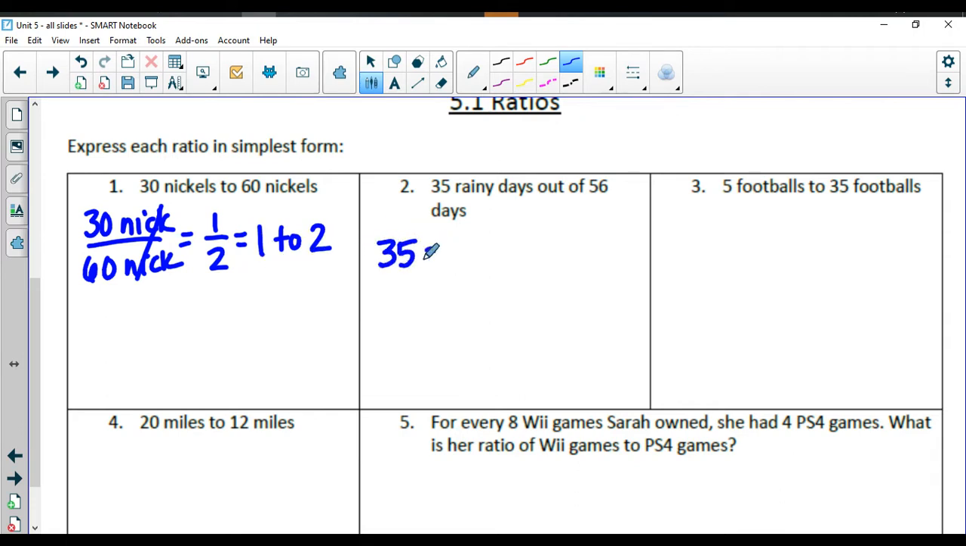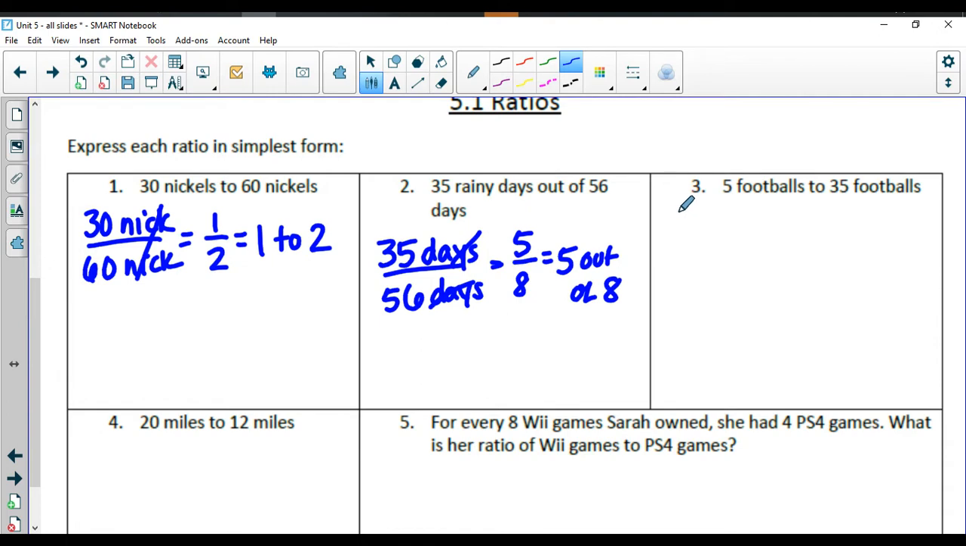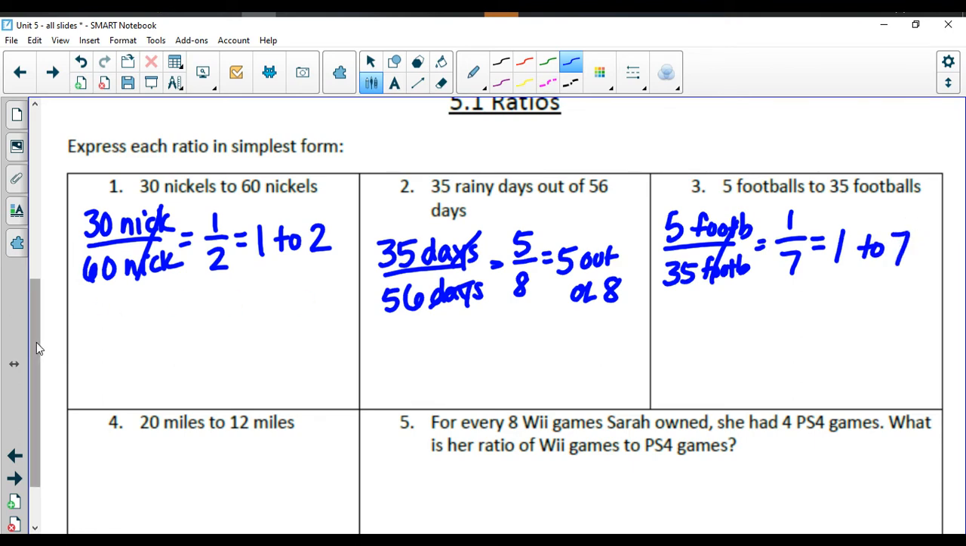35 rainy days out of 56 days, so 35 days out of 56 days. And if we reduce 35 out of 56, we get 5/8. So we would say 5 out of 8. 5 footballs to 35 footballs. Shorten that again. Labels cancel, and I get 1/7, rewriting it in the original format.